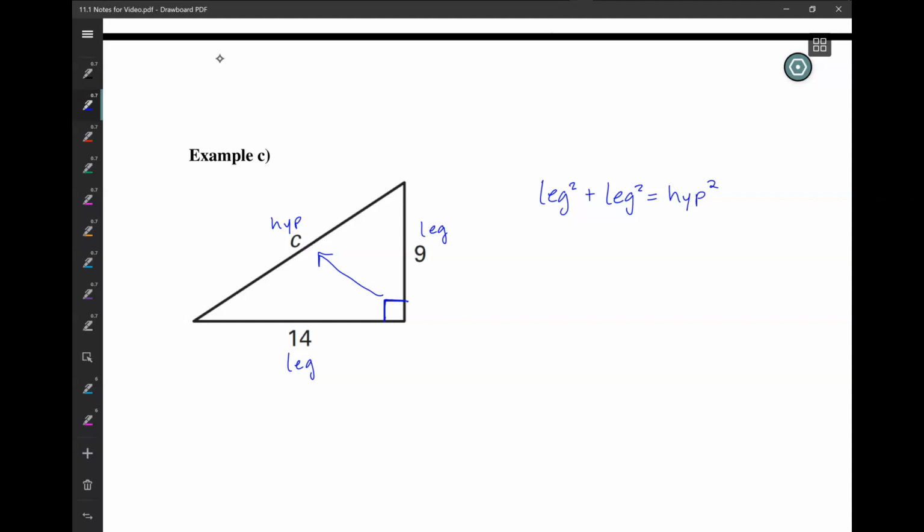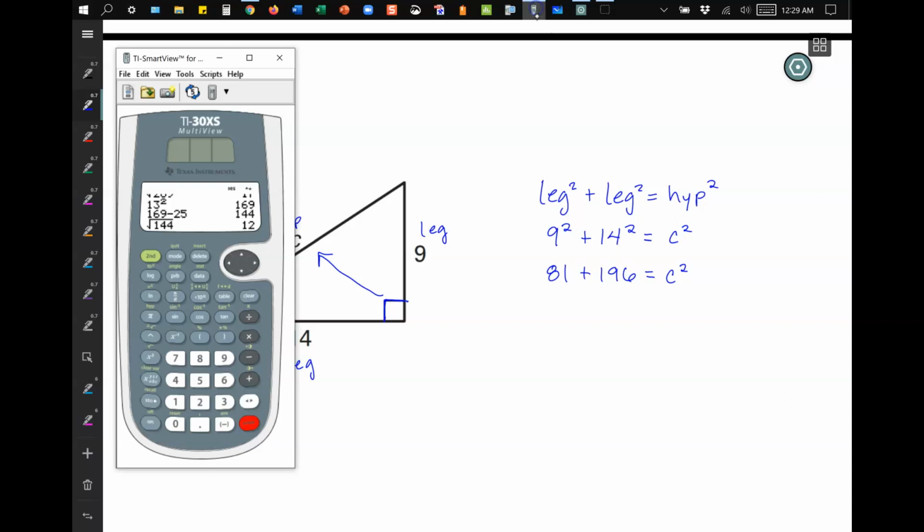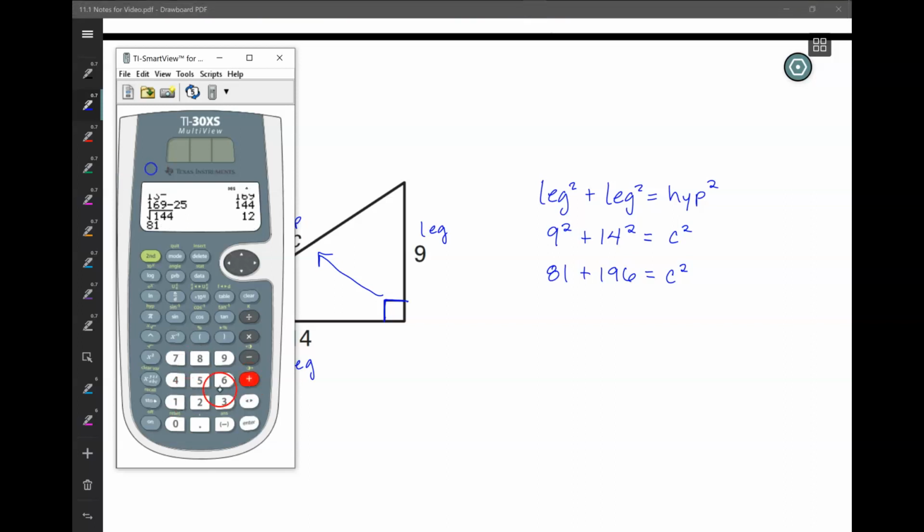It doesn't matter whether you write 9 squared or 14 squared first. And the hypotenuse is c squared. So 9 squared is 81, 14 squared is 196, and 81 plus 196 is 277.